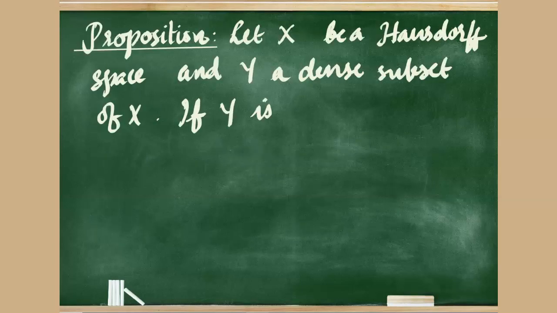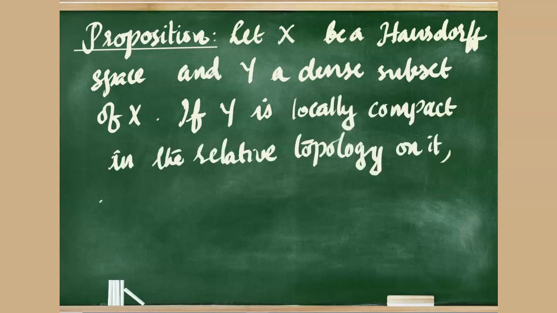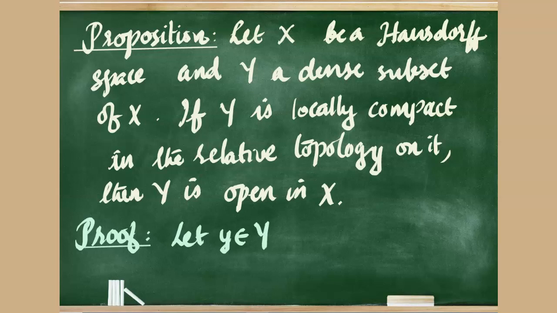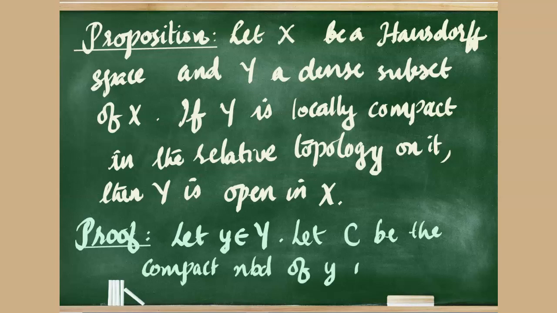Proposition: let X be a Hausdorff space and Y a dense subset of X. If Y is locally compact in the relative topology, then Y is open in X. To prove that Y is open in X, we will need to show that Y is a neighborhood of each of its points. So, for the proof, let us consider an arbitrary point, say small y of capital Y. Since the space Y is locally compact, it will be locally compact at the point small y also. So, there will exist a compact neighborhood of small y in capital Y. Let C be the compact neighborhood of small y in capital Y.